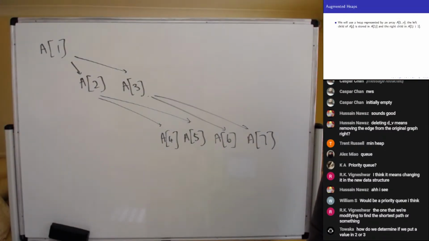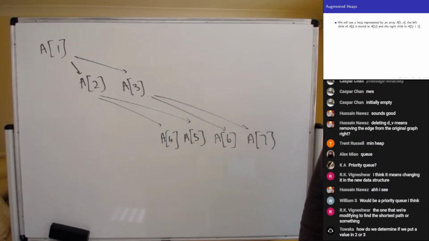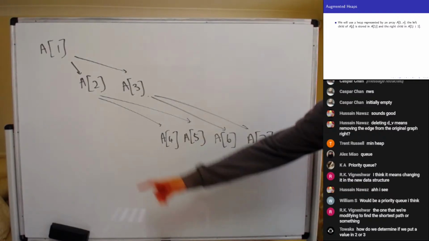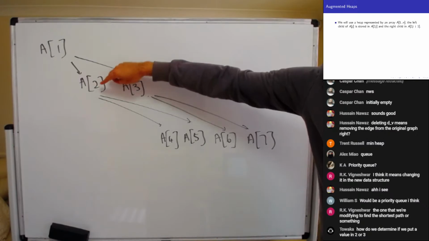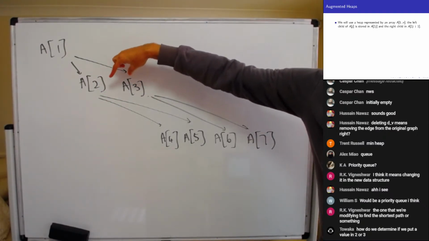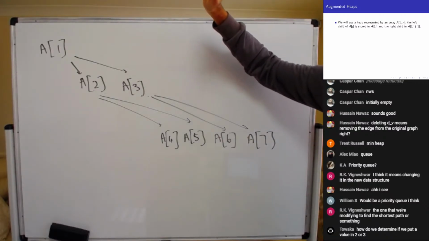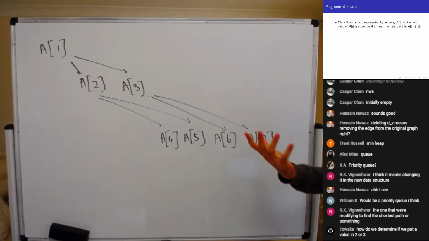How do we determine whether we put a value in entry 2 or 3? It doesn't matter. In a min heap, we just need the root to be smaller than its 2 children. The order between A2 and A3 doesn't matter. So you can switch around the left subtree with the right subtree, and it's still a valid min heap in the same way.